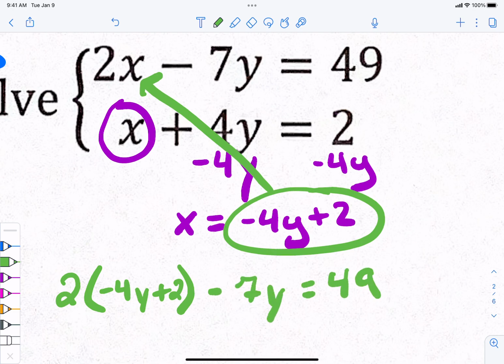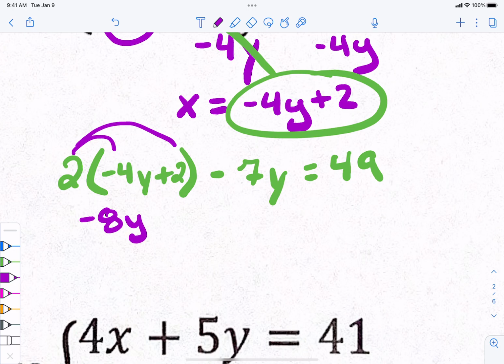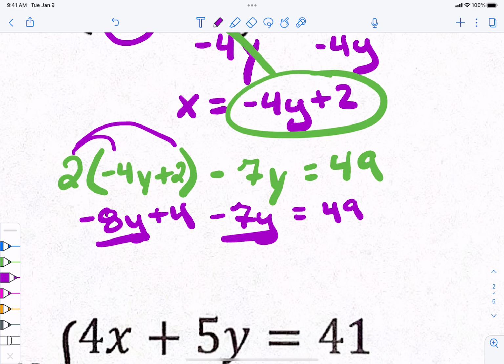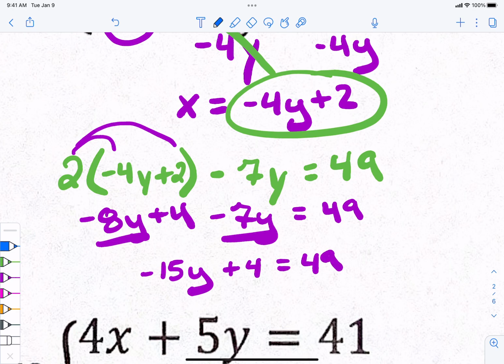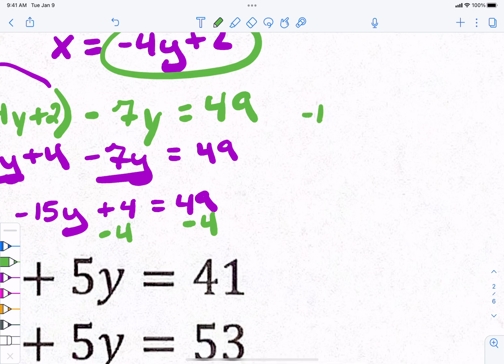Are we doing okay so far? Yep. Okay, now what? Negative 8y plus 4 minus 7y equals 49. Yep, that sounds good. Combine negative 8 and negative 7 makes negative 15. Negative 15y plus 4 equals 49. Okay, then minus 4. Are we doing okay so far? Yep. Negative 15y.